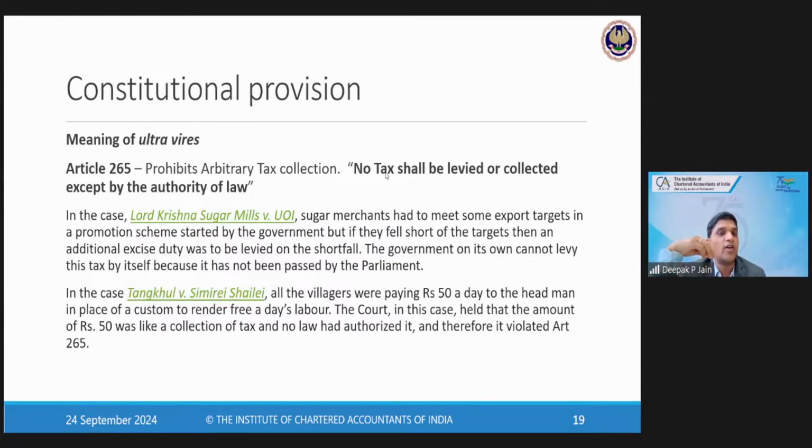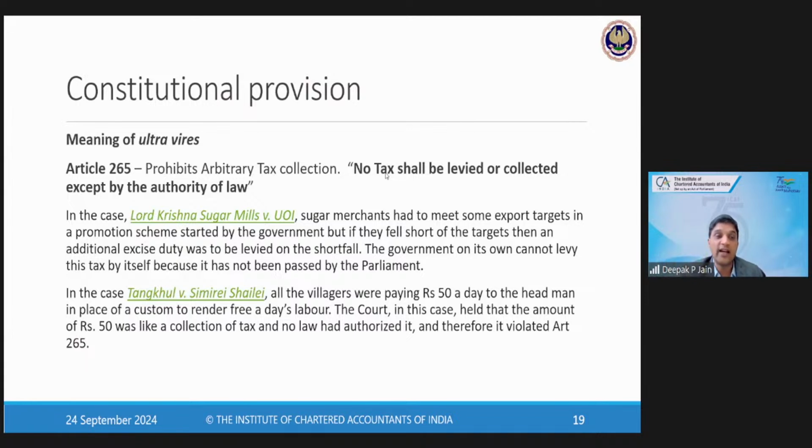Court, in Lord Krishna Sugar Mills. What happened? Some sugar merchants had to meet some export targets. In that sugar mills association, in that vicinity, the sugar merchants had to meet some export targets. Only if that is met, they will get that promotion. If there is a shortage of those exports, then what will happen? They had to pay an additional excise duty.